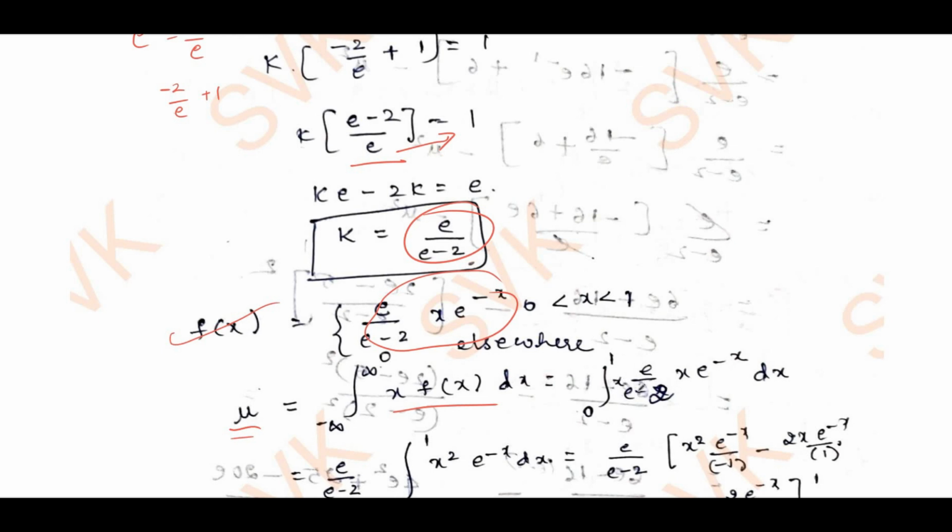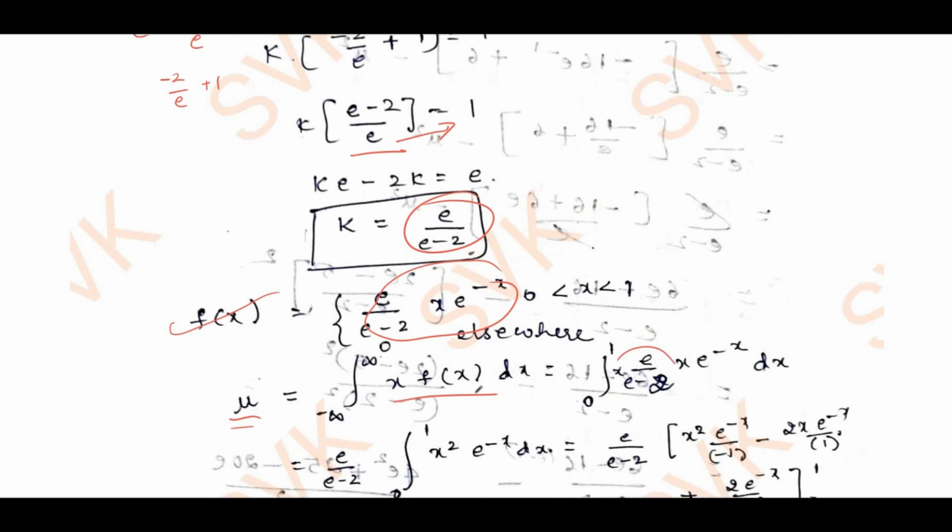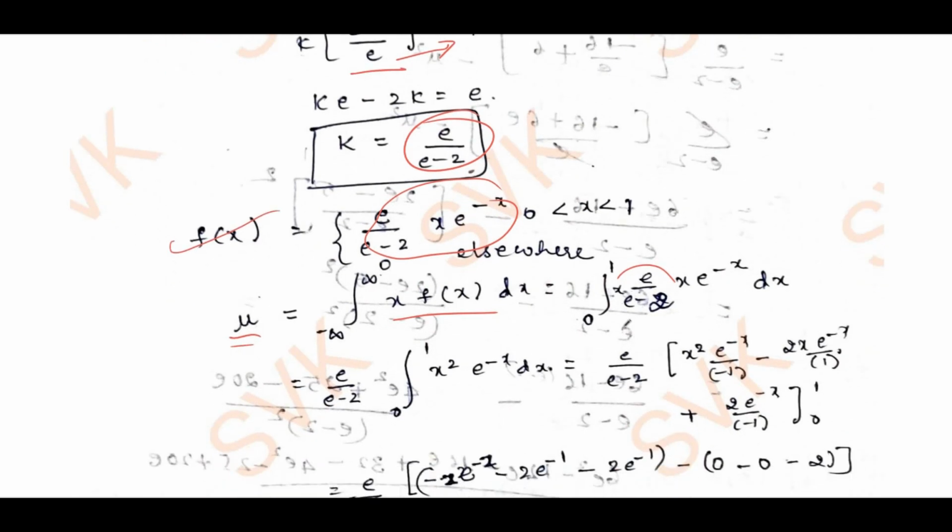So it will be x into e by e minus 2 into x into e power minus x dx. So x into x becomes what? X square. So x square and e by e minus 2 is a constant term. Take out that e by e minus 2. So integral 0 to 1 x square e power minus x dx.